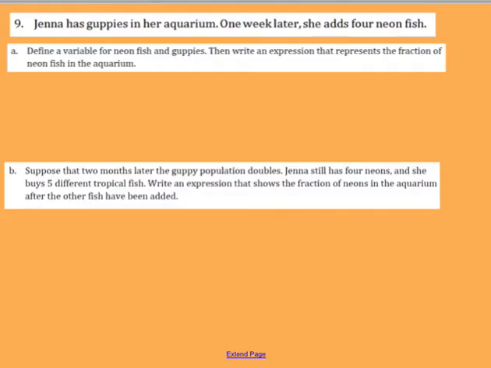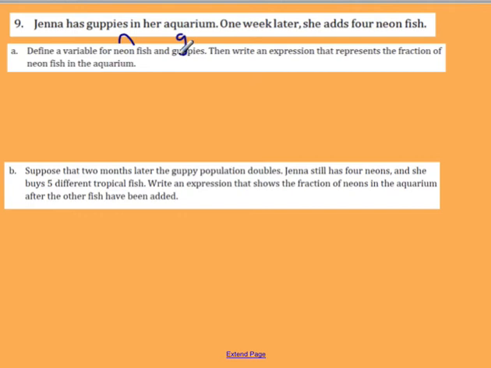All right, let's take a look at this word problem. So define a variable for neon fish and guppies. So I'm going to use N for neon fish and G for guppies. Then write an expression that represents the fraction of neon fish in the aquarium. So Jenna has guppies in her aquarium. 1 week later, she adds 4 neon fish.